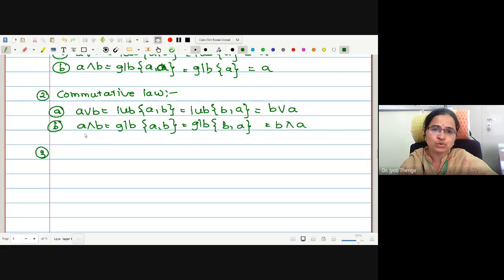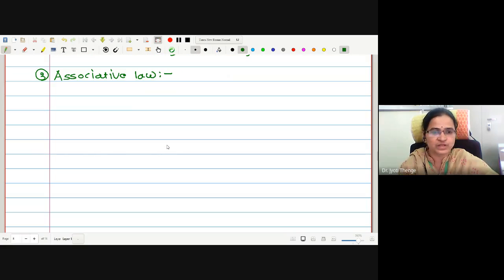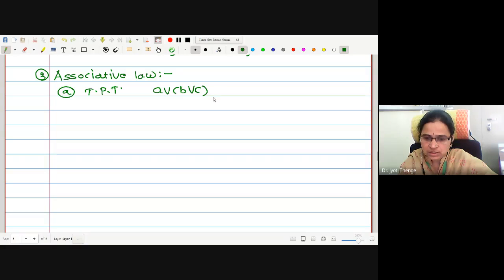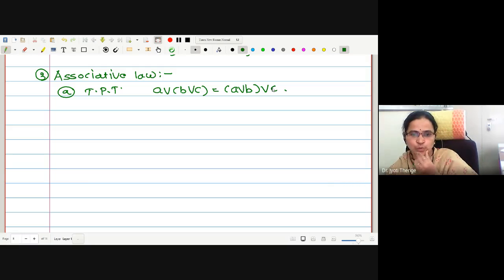Now we have to put in some effort to prove the associative laws, because we have not made any effort while proving the first two. But for proving associativity, one has to be very careful. Let me write what I want to prove first. The first one we want to prove is A join (B meet C) is equal to (A join B) join C. This is what the aim is to prove.